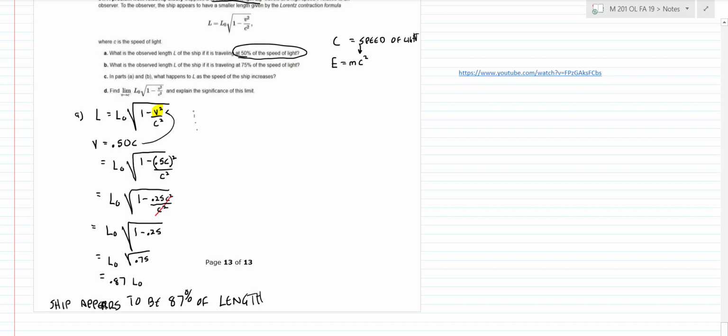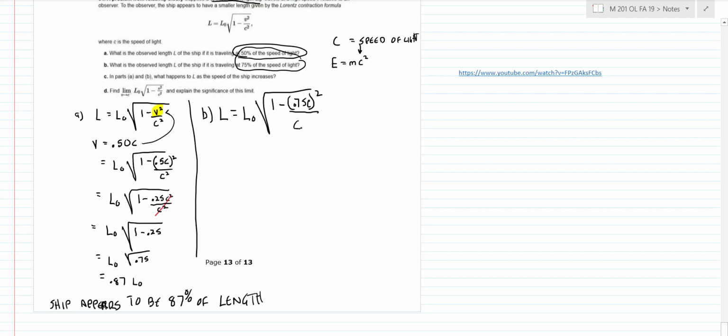Now let's move on to this next part. The next part is very similar. We're just going to move on to 75% the speed of light. We're going to see what happens to this perceived length of the ship as we increase our speed and get closer to the speed of light. So what we do here is L is equal to L naught, and then we're going to replace this with 0.75 c, and that's going to be over c squared. So we're just letting v be 75 percent of the speed of light.